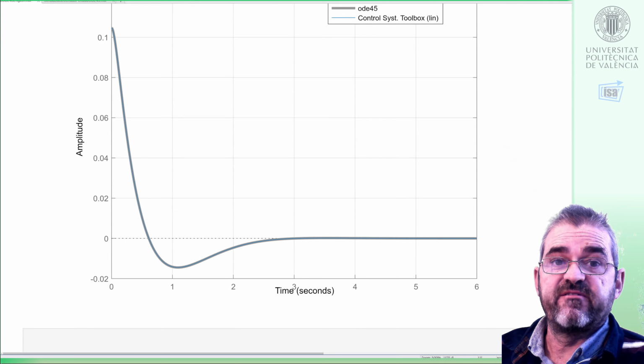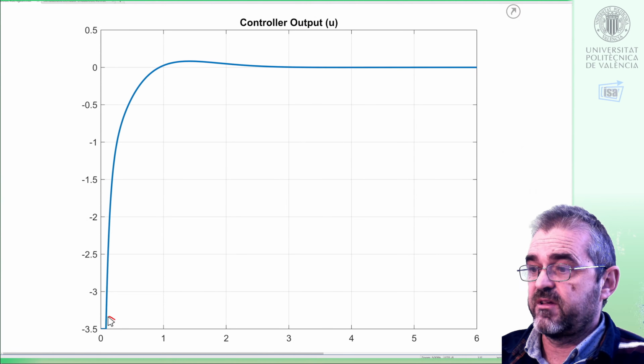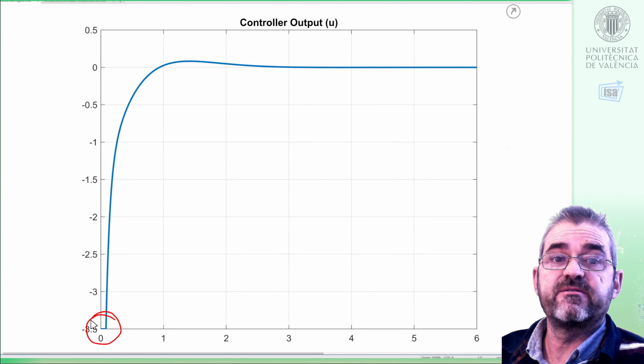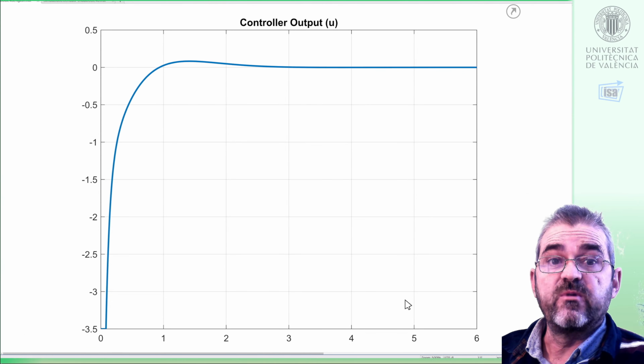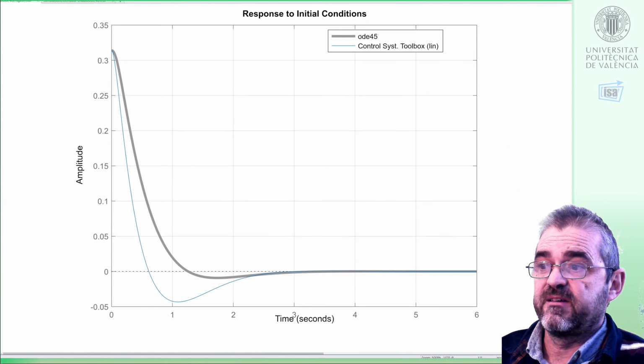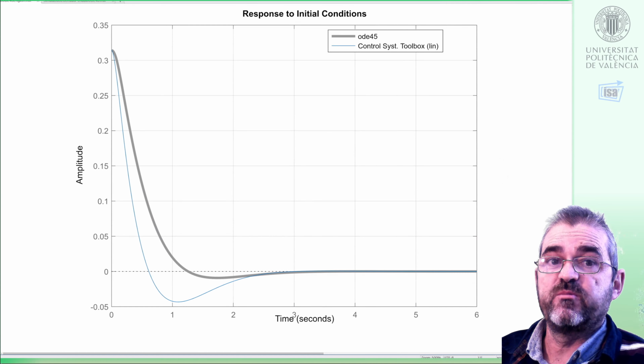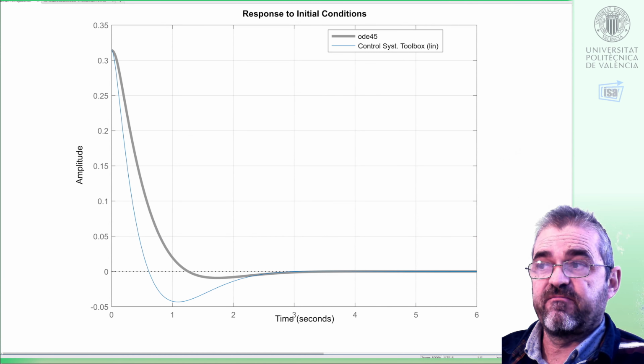because the initial angular displacement was very small, so linearized assumptions were valid. If I set pi over 10 as my initial condition, then there is a little saturation in the controller output, so linear and nonlinear simulations will differ. Here we have it. The actual nonlinear pendulum cannot be pushed as fast as the linearized one because it is saturating.